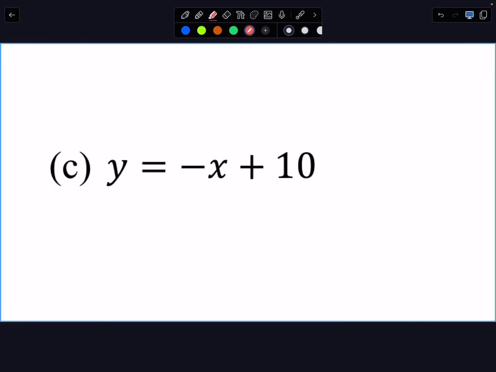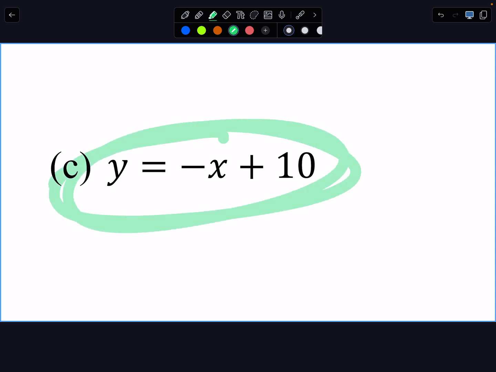Okay. What about y equals negative x plus 10? Not in standard form, but it is in slope-intercept form, thinking ahead to next week. So yes, this is a line. x and y are both raised to the first power.